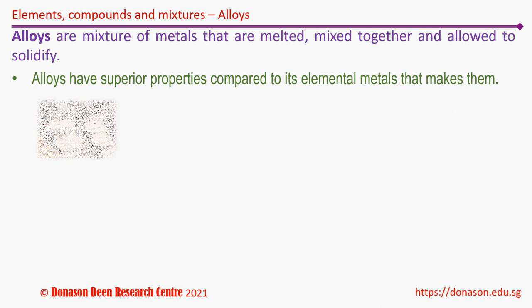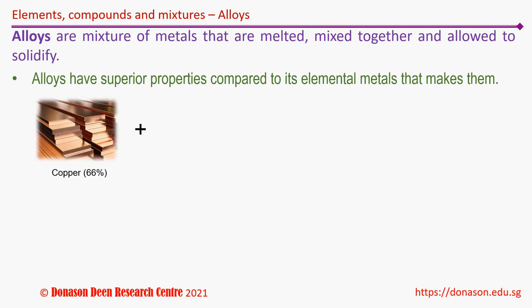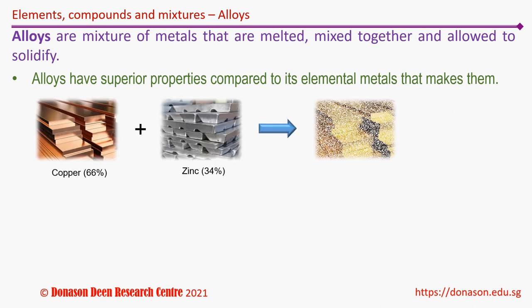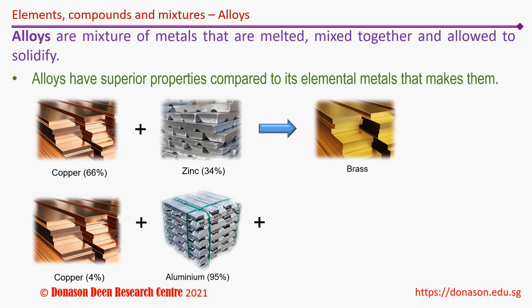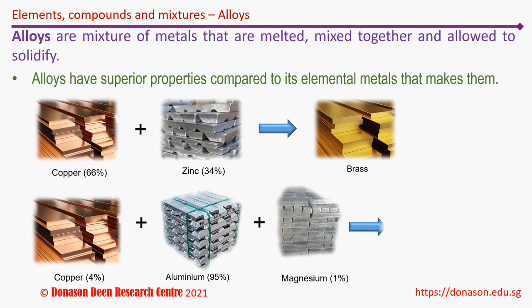Brass is a mixture of about 66% of copper metal mixed with about 34% of zinc. Compared to both of the elemental metals, brass has excellent malleability, machinability, corrosion resistance, and strength. Duralumin is another alloy made from copper and aluminum, which accounts for about 95% of the alloy, as well as a small percentage of magnesium, which is about 1% of the alloy. Duralumin can withstand high-pressure applications such as pressure cookers, aircraft body, etc.